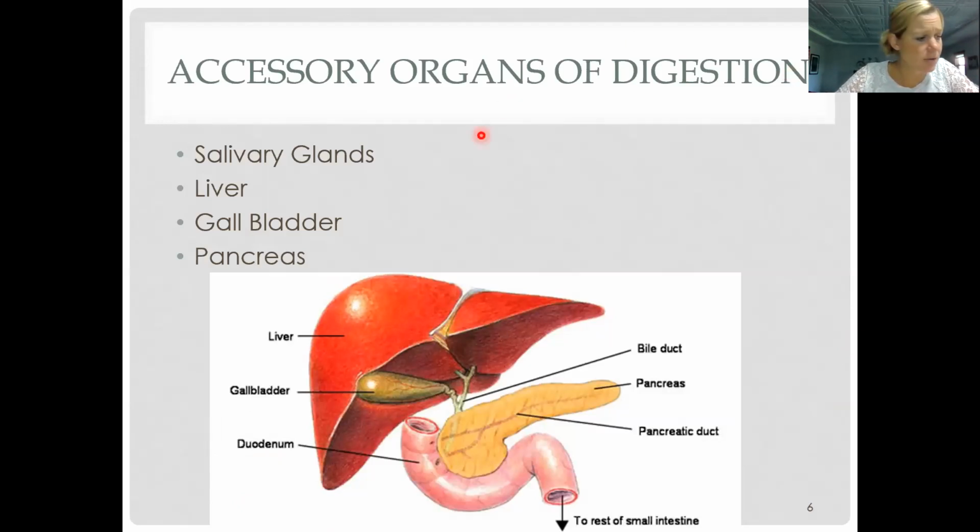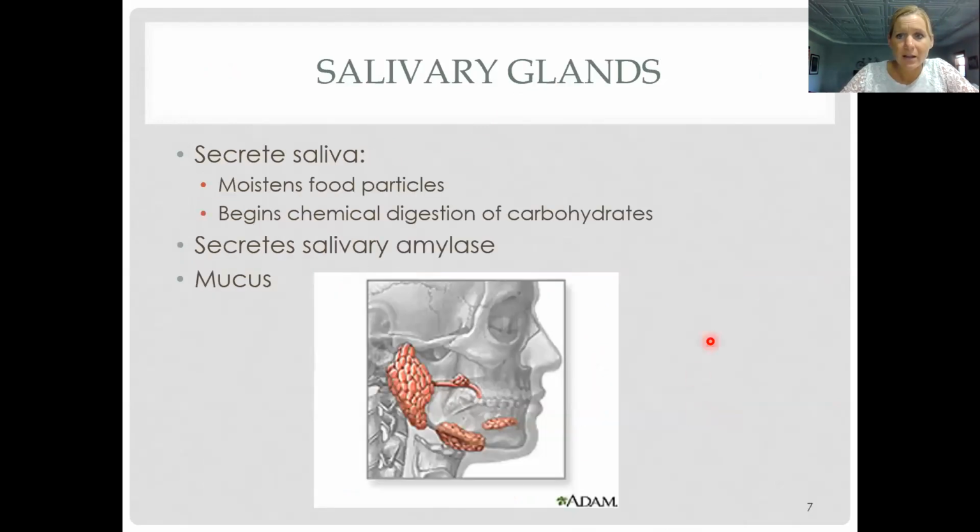That are going to assist us with the process of digestion. However, they are not part of the actual GI tract. So salivary glands, liver, which you can see in this picture, gallbladder is here, and pancreas is located here as well. Okay, so let's take a look at those accessory organs first.